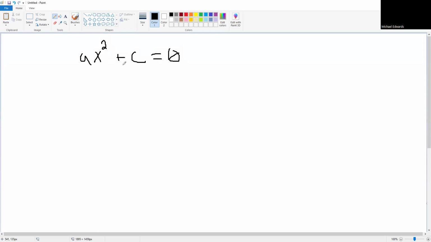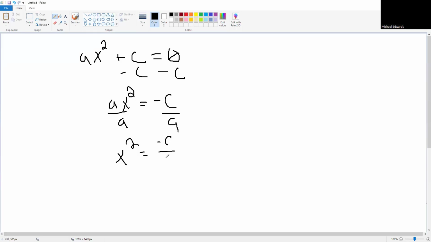So let's solve this for x, and so we'll move c to this side by doing minus c. So ax squared equals minus c. And then we want to move a out, so we divide by a. So we have x squared equal to negative c over a. Now there are several ways to solve this, but we see we have this power of 2 here. The way to solve that is to take the square root of both sides. So this would be x equal to the square root of negative c over a.